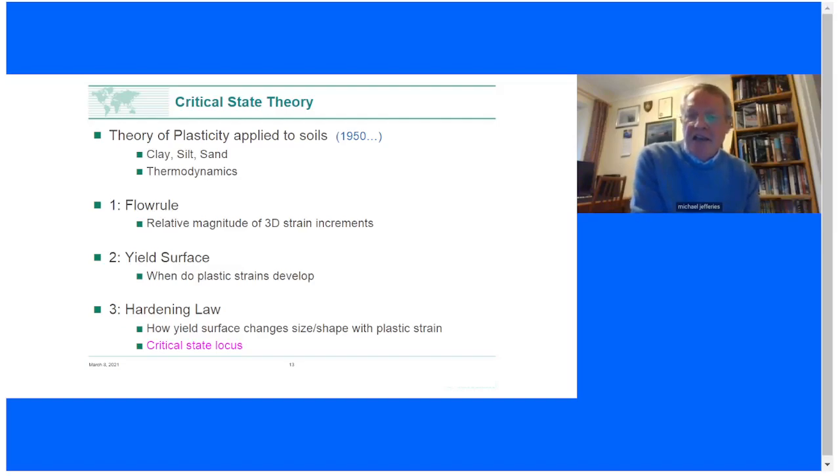The key thing with critical state theory is we use the critical state locus as the basis of the hardening law for soils. That's why it became called critical state soil mechanics, because we're using the CSL to control soil strength.